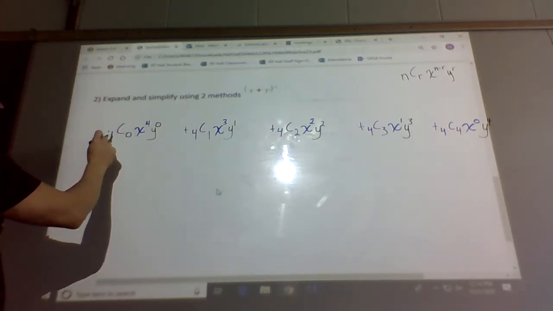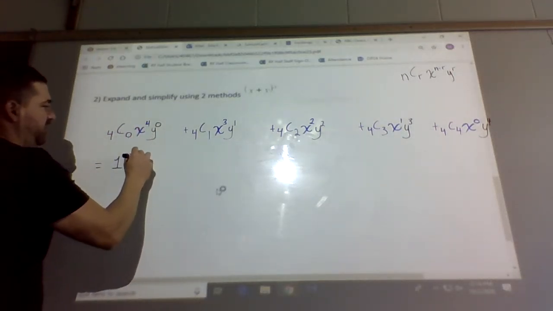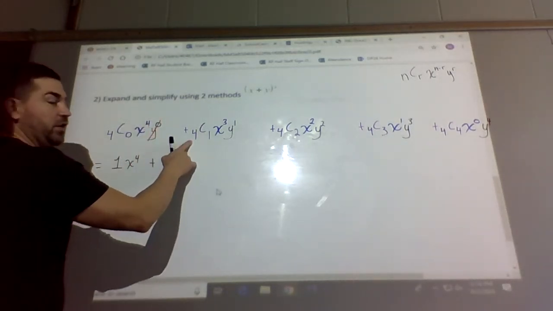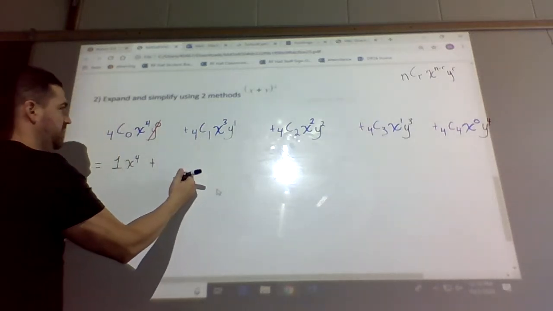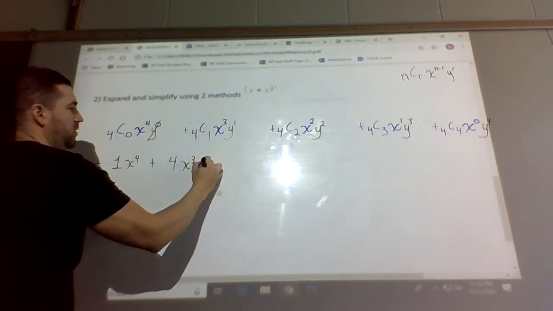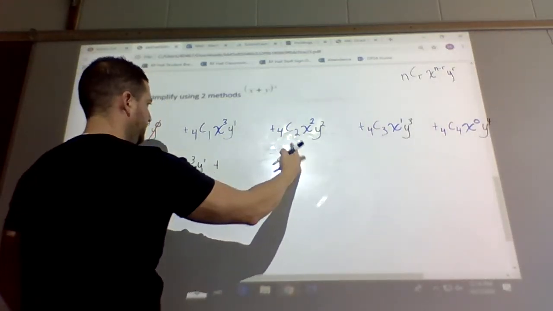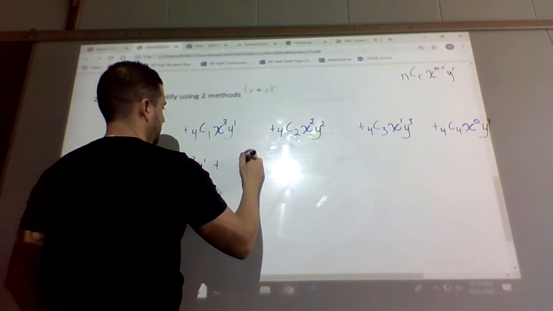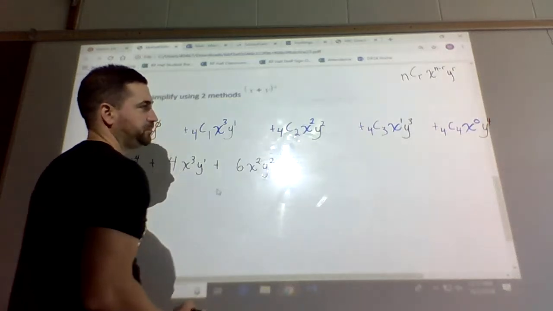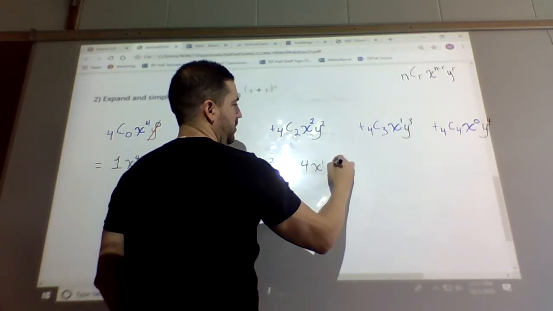Okay, so in your calculator, 4 choose 0 is 1. x to the power 4. We don't need our zeros, that's gone. Plus, in your calculator, 4 choose 1, you're going to get the answer of 4. x cubed, y to the power 1. Don't need to write your ones. 4 choose 2, what was it? 6, x squared, y squared. Then 4 choose 3 is 4, x to the power 1, y cubed.